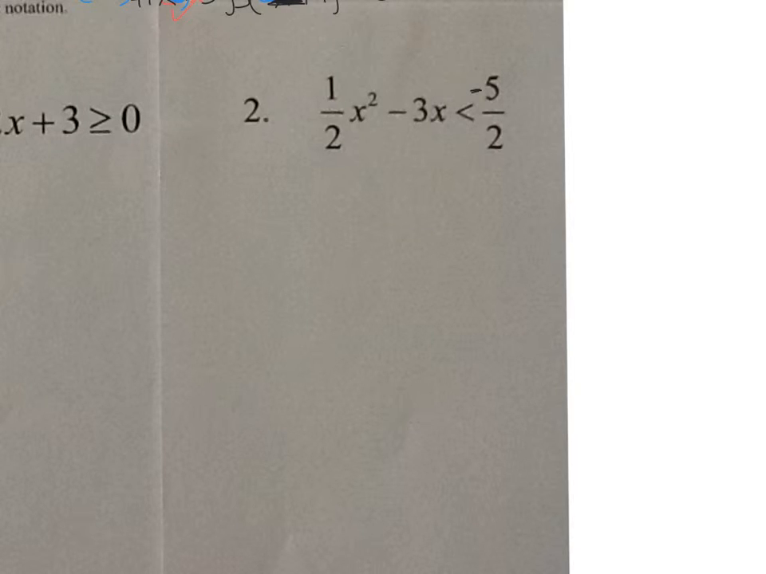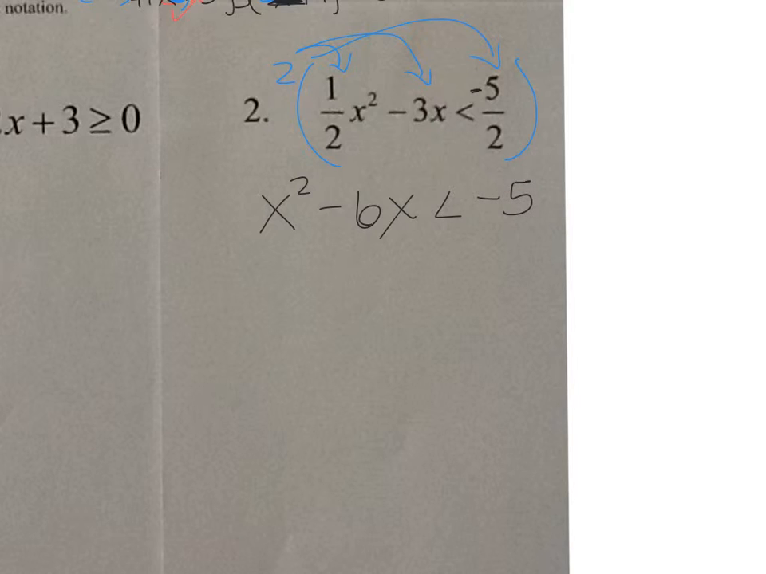Okay, so number 2. Hopefully you did change that fraction back here to be a negative. All right, so I have these fractions here. I want to actually get rid of the fraction. I noticed that my denominator is 2, so I'm going to multiply everything by 2. That'll get rid of the denominator. So I have 2 times 1/2 x squared, which is just x squared. I have 2 times -3x, which is -6x, is less than, and then 2 times -5/2 would be -5.